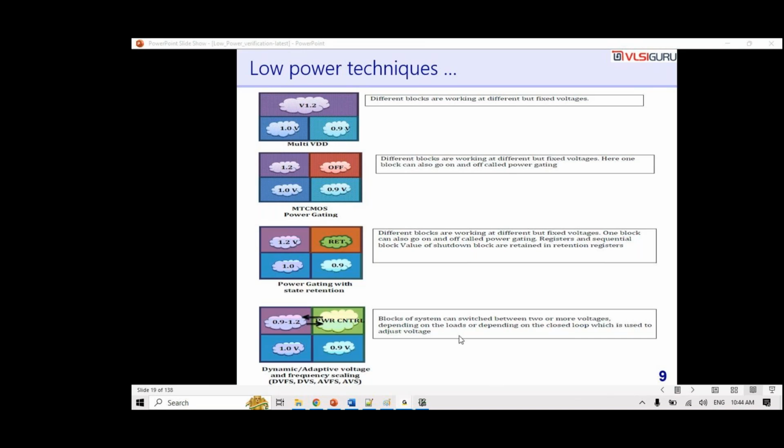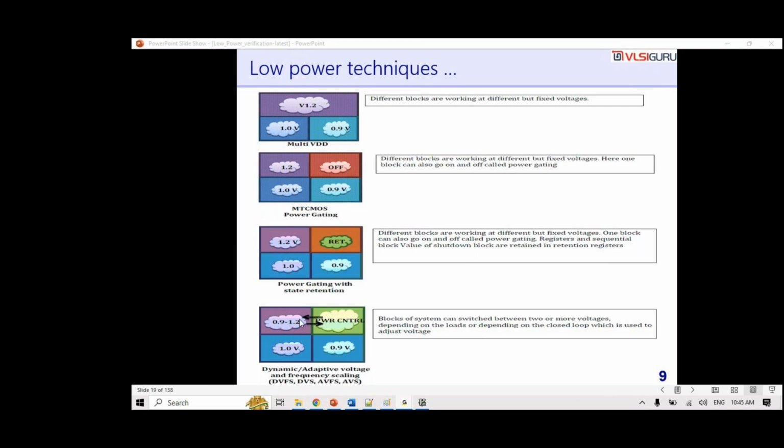Here blocks of a system can switch between two or more voltages. It means that this block, the violet block we are talking about, was initially designed to work at 1.2 volts. Design means what, it will essentially work, right? For example, I have a light in this room which is supposed to work at a 230 volt supply. Will it not work if I give 180 volts? It will still work, but a little dim. It won't give me the same output I generally get, but for a specific requirement, I'm okay with that.